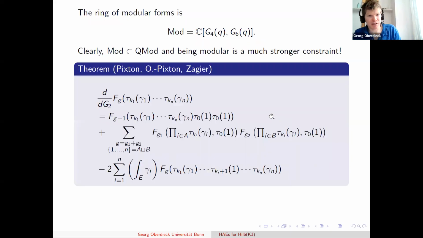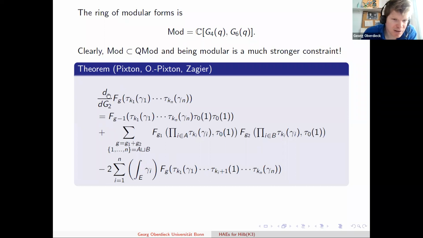And so you can then ask, are these F_g modular? That's not true, but what this holomorphic anomaly equation tells you is the dependence of your series F_g on this parameter G2, this non-modular, quasimodular parameter G2. I've written down this equation, and that equation is a little bit complicated.